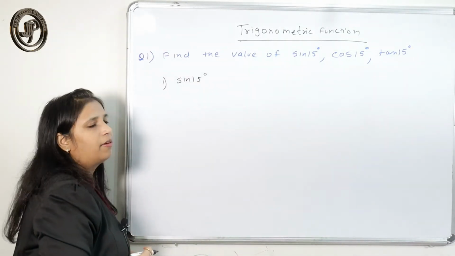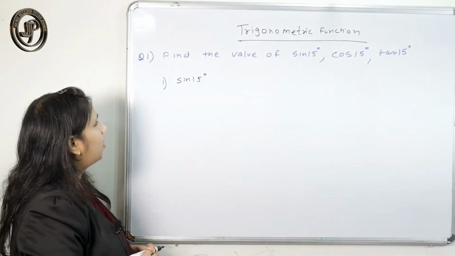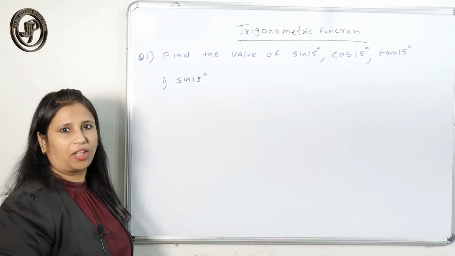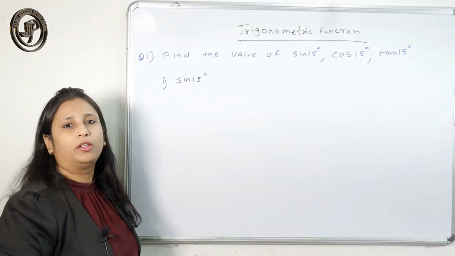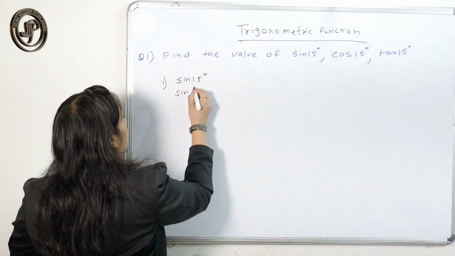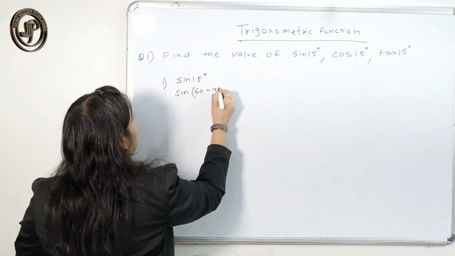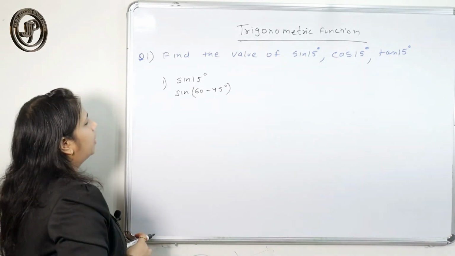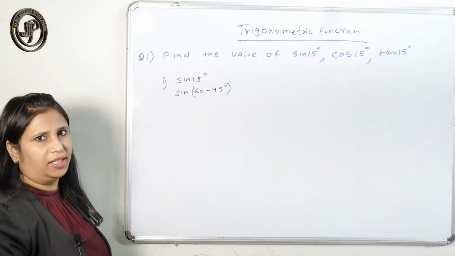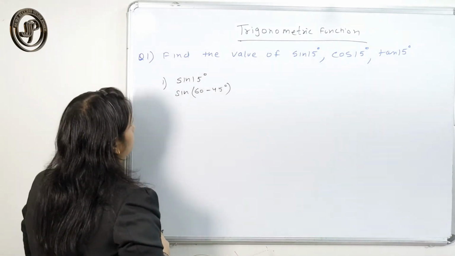How can we find the value of sin 15 degree? Even if I write sin 90 minus 75 now, there would be no use for that, because we don't know the value of sin 75 degree either. So can I write sin 15 as sin of 60 minus 45 degree? Yes, we can write it this way.